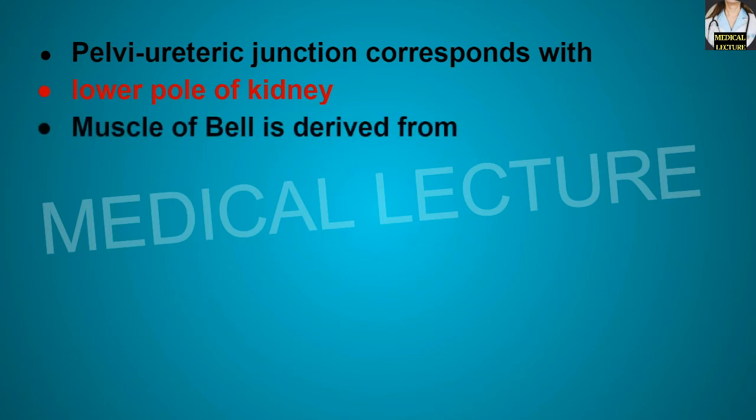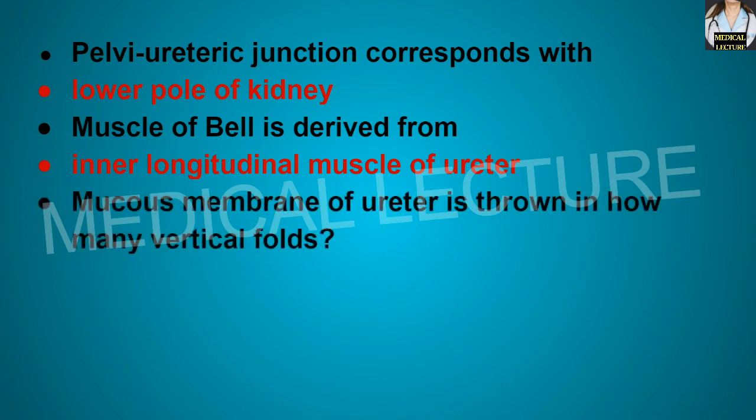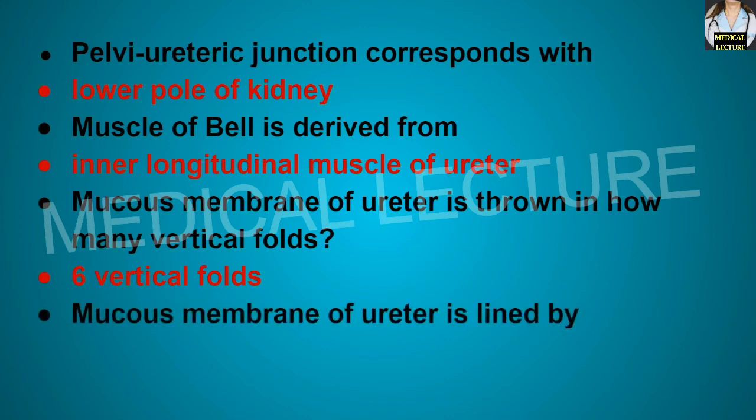Muscle of Bell is derived from the inner longitudinal muscle of the ureter. Mucous membrane of the ureter is thrown into how many vertical folds? It is thrown into 6 vertical folds. Mucous membrane of the ureter is lined by which epithelium? By the transitional epithelium.